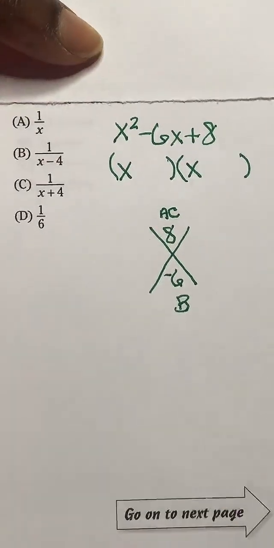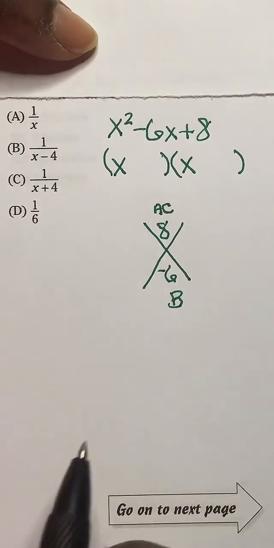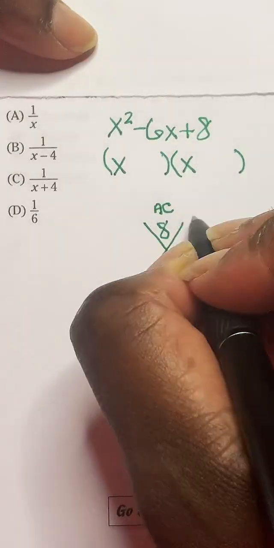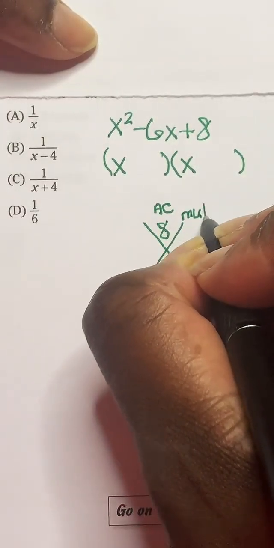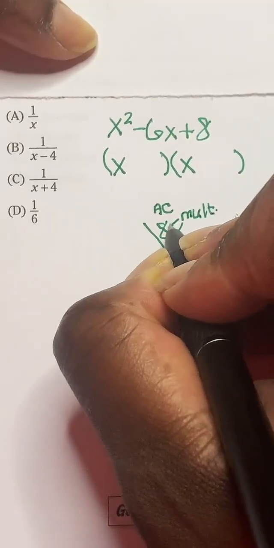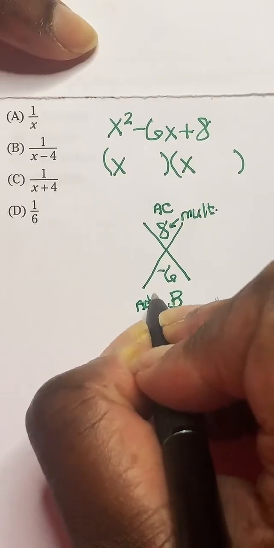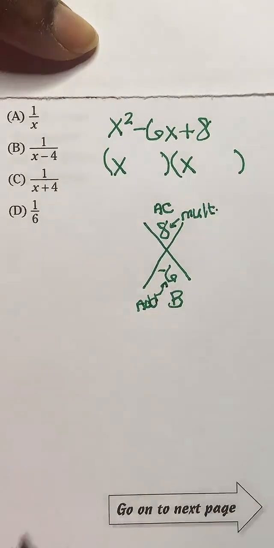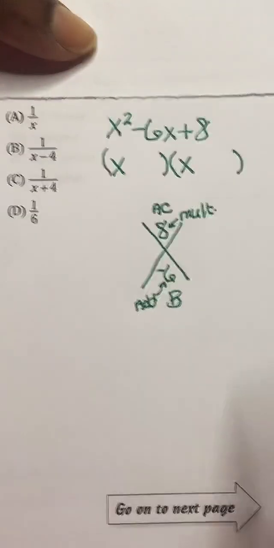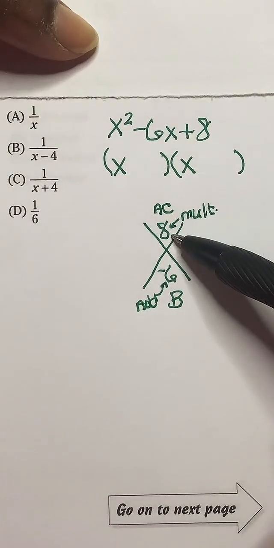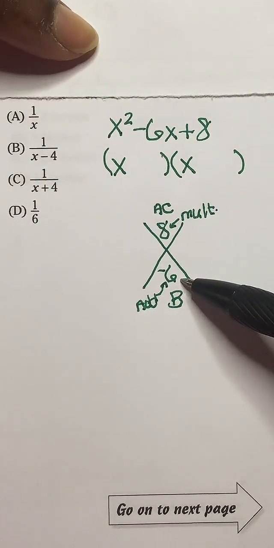This is going to be the hardest part. I need to know what two numbers multiply to give me 8 and add to give me -6. So what two numbers multiplied together will give me a +8, and those same two numbers add together to give me a -6?